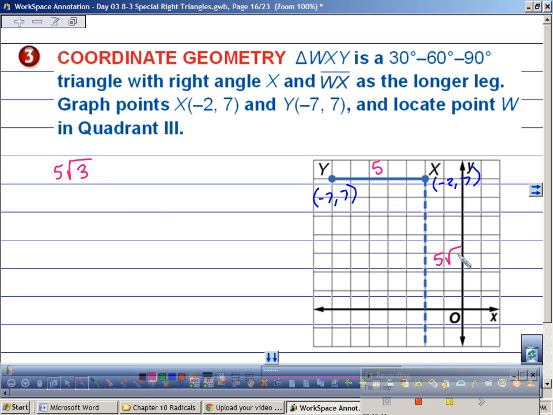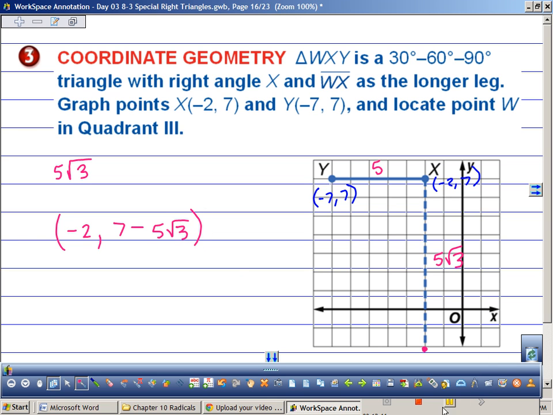5 root 3. So in order to find this point down here, I would just have to start at 7 and go down 5 root 3. I already know what my x-coordinate is. What would my x-coordinate be? Negative 2. Then I would start at 7 and I would go down by 5 root 3. And there's my answer. Have a great day, guys.